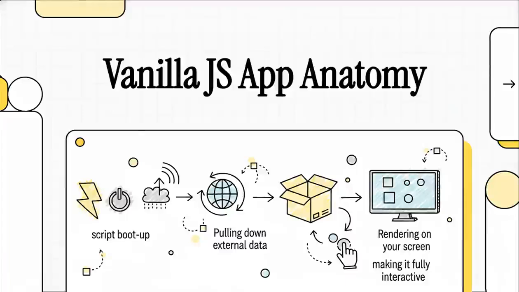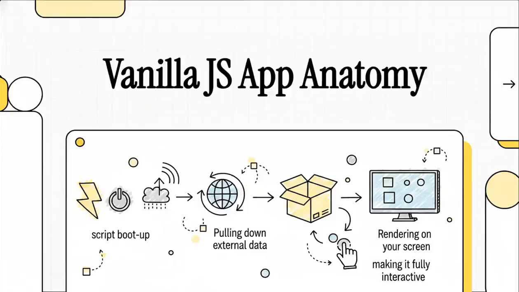Welcome to this explainer. I am so thrilled you're here because today we're doing something really fun. We are tearing down the engine and taking a fascinating journey deep into the structural anatomy of a vanilla JavaScript application. We're going to trace the exact step-by-step lifecycle of data as it travels through a code base, literally from the exact moment the script boots up to pulling down external data, rendering it right on your screen, and making the whole thing fully interactive.